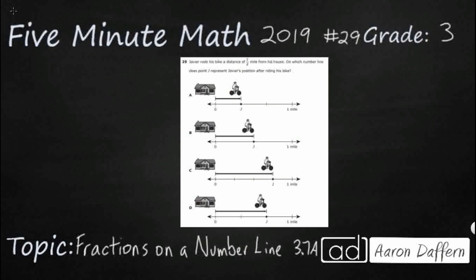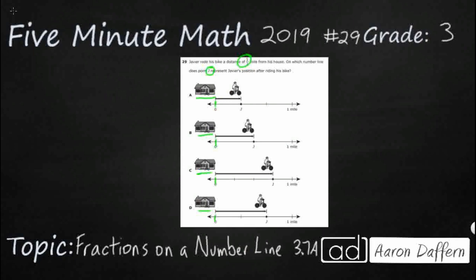So we have a little bit of a story problem. It says that Javier rode 1/2 mile from his house. And so we've got a house set up on 0 on each of these number lines here. Even though it might look a little bit strange, this house is supposed to be at 0, the starting point. On which number line does J represent Javier's position after riding his bike?